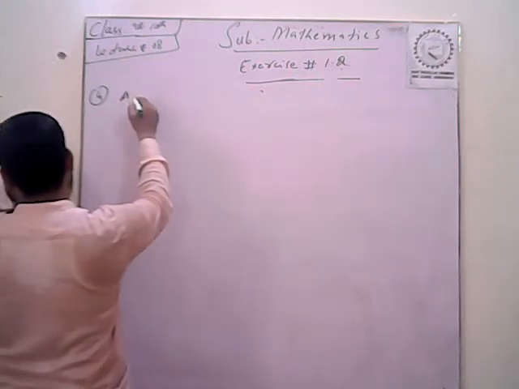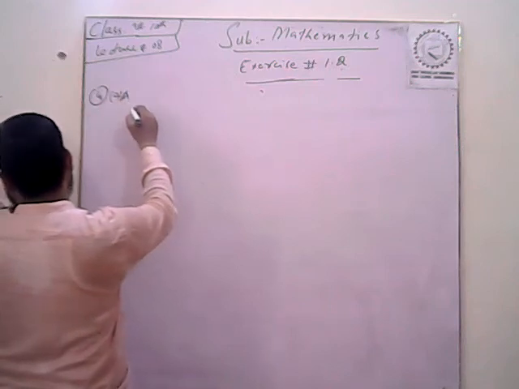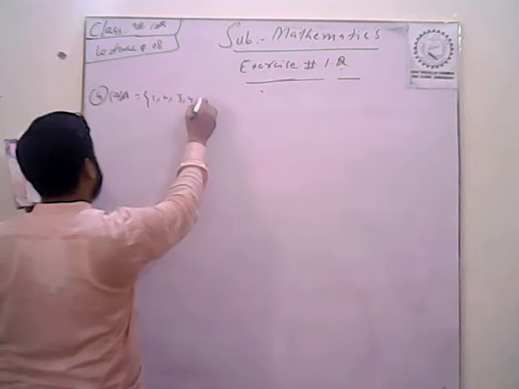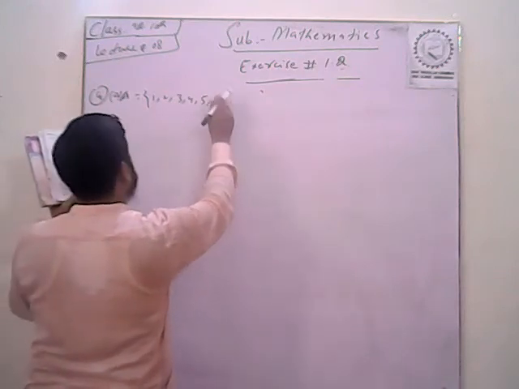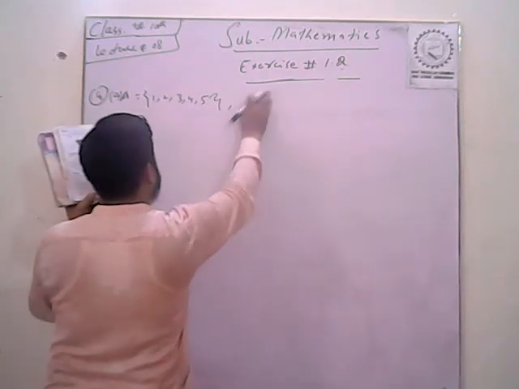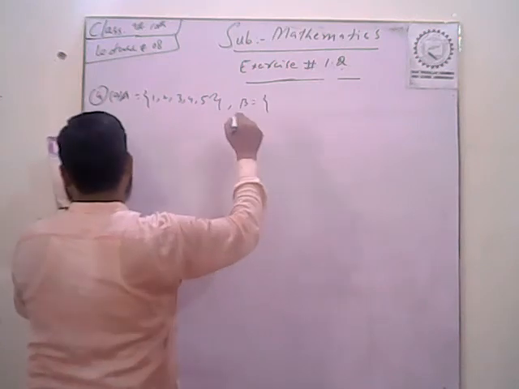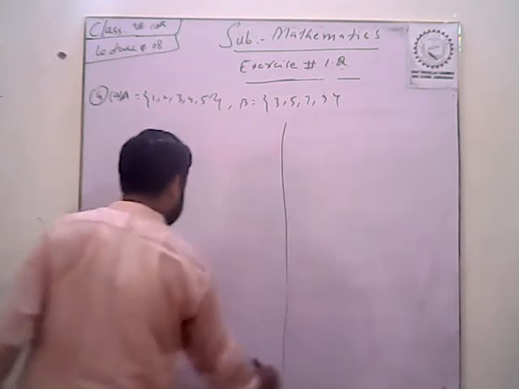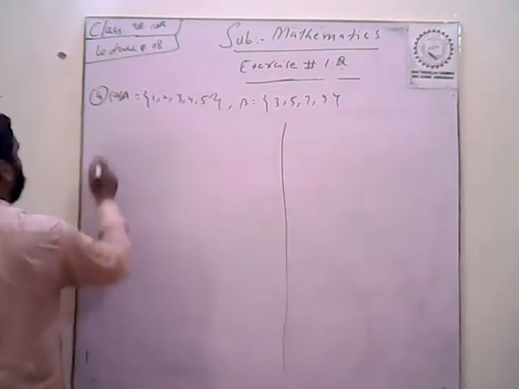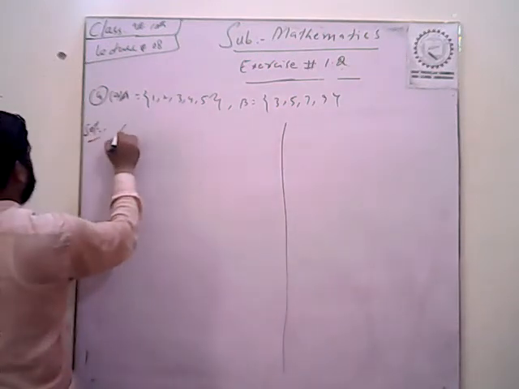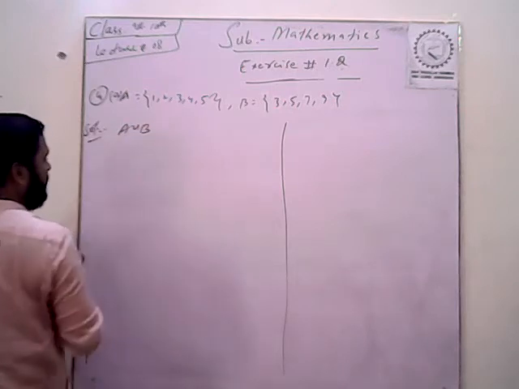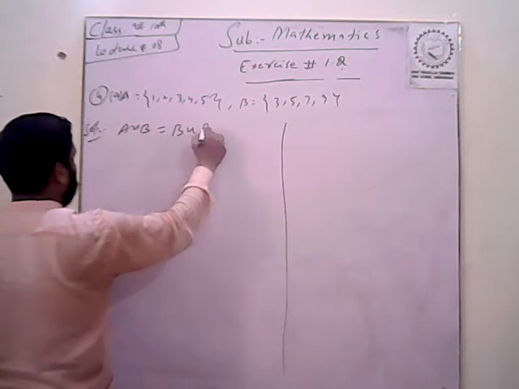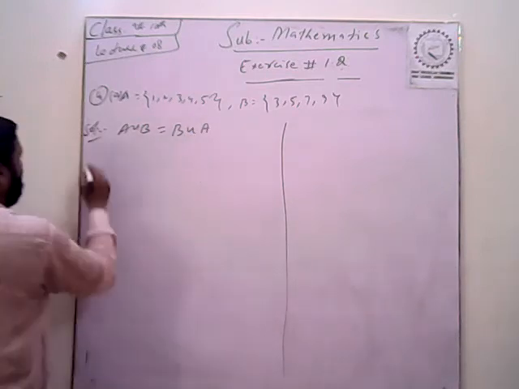There are two parts. First we write the one part. A is equal to {1, 2, 3, 4, 5, 6}. Now B is equal to {3, 5, 7, 9}. Prove this. So we know that according to union, the commutative property is that A union B is equal to B union A. Necessarily the left hand side and right hand side will be equal.